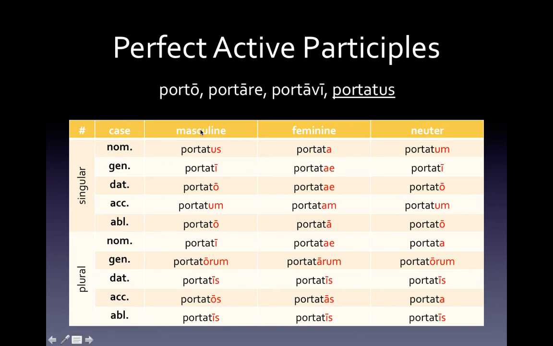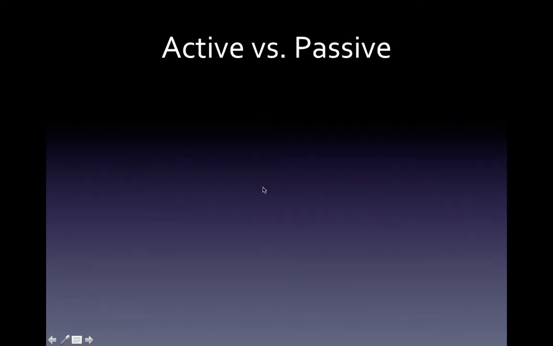So here's an example. We have porto, portare, portavi, portatus. This right here is our fourth principal part. This is the perfect passive participle. So if you just take this -us off, then you have your base or your root, to which you can add all of your 1-2 adjective endings. So here it is in every single possible form to match any form of a noun that it could possibly need to modify. We've got our masculine endings, our feminine endings, our neuter endings, singulars on top, plurals on the bottom, our typical chart.